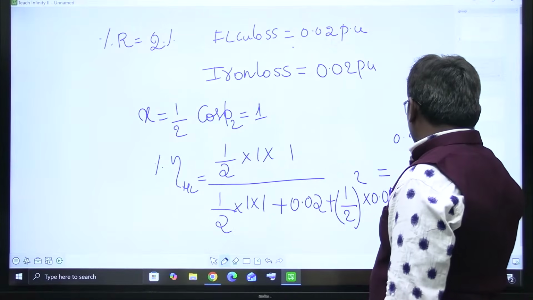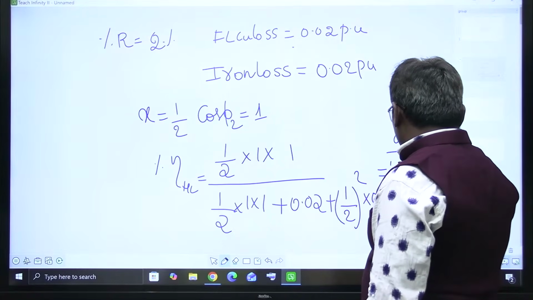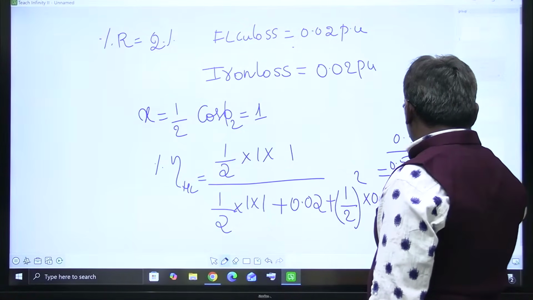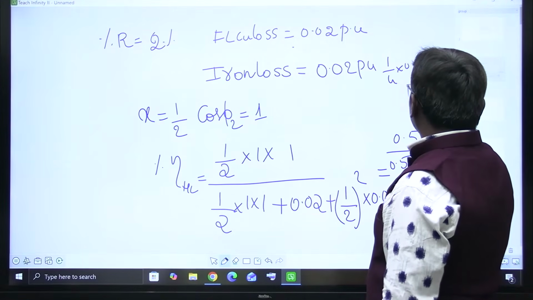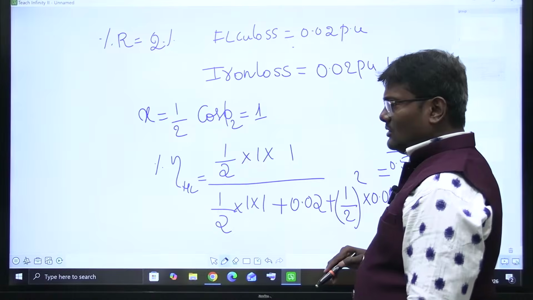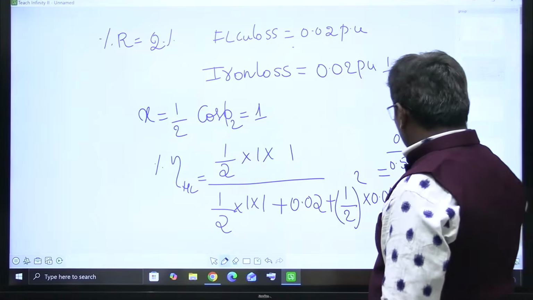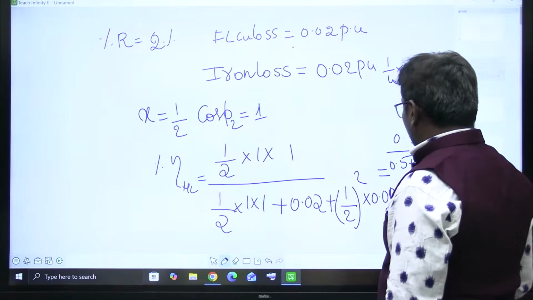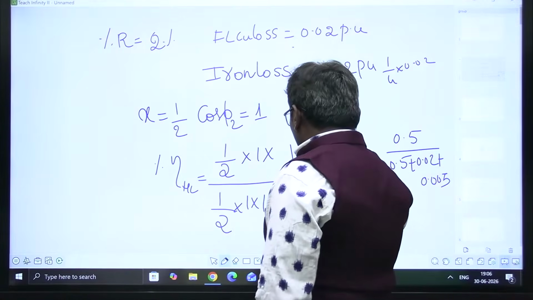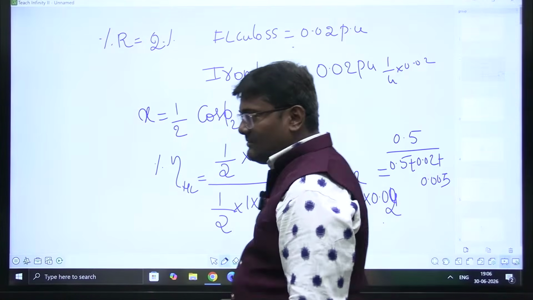This is 0.5. So 0.5 by 0.5 plus 0.02 plus 1 by 4 times 0.02. So that should be equal to 0.005. So this efficiency at half load is equal to 95%.